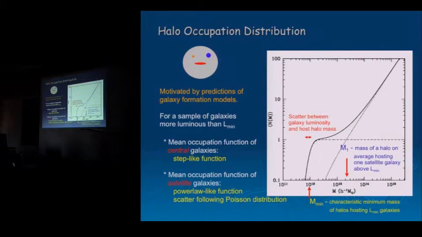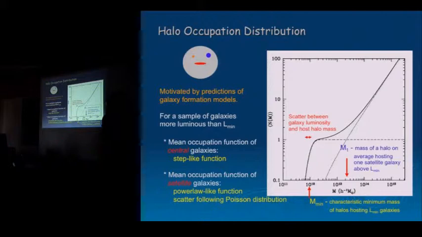One is the characteristic minimum mass of halos that can host a galaxy at the threshold luminosity. The other one is the mass scale for satellite galaxies, which I call M1. It's just the mass of halos that on average can host one satellite galaxy above the given threshold luminosity. You can also notice it may not be a strict step function since there is a transition width. This width reflects the scatter between the galaxy luminosity and the host halo mass. Okay, that's the basic parameterization I use.